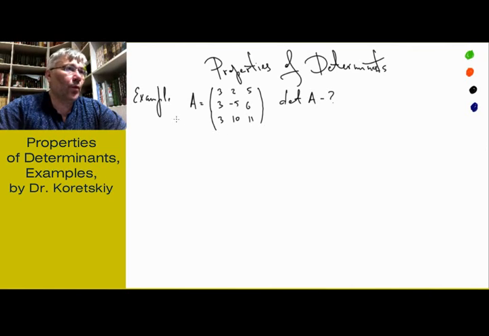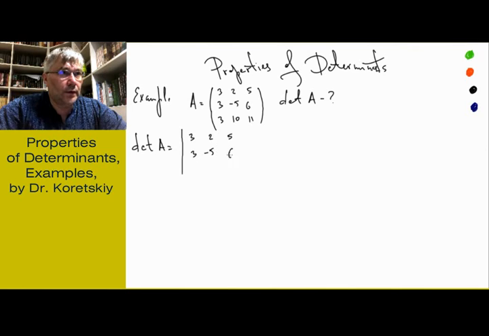Let's use the direct rule, the direct approach. I firstly write down the denotation of the determinant: minus 5, 6, 3, 10, 11. Okay.